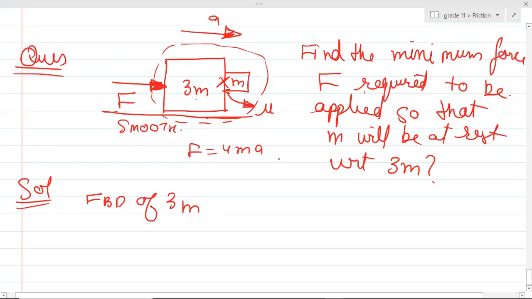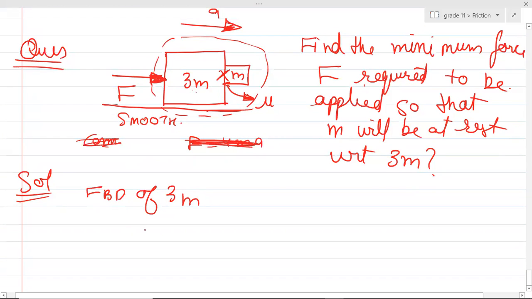Can I say this? As a common block concept, right? If you remember the common block concept, I can say this, but I will not say this. So FBD of 3M, if I draw, can you see F acting towards right? Is there any friction acting from the ground on 3M? Here is there any friction? No, so we'll not write it.